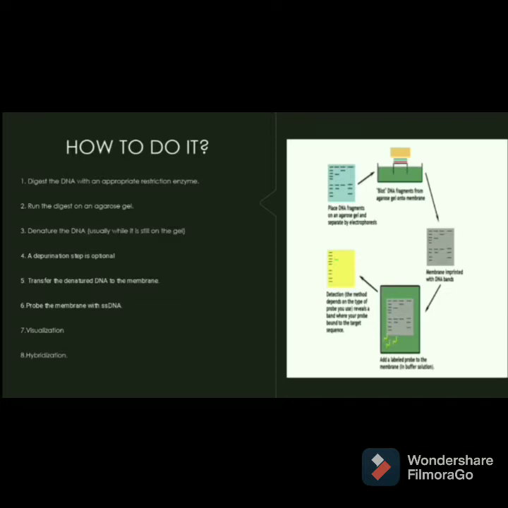Then we denature the DNA. Denaturation is basically the step to convert the double-stranded DNA into single-stranded DNA, because we need single-stranded DNA in southern blotting. DNA is therefore denatured in an alkaline solution. Then we transfer the denatured DNA to the membrane and probe the membrane with single-stranded DNA. Then we visualize it, and finally we hybridize it.